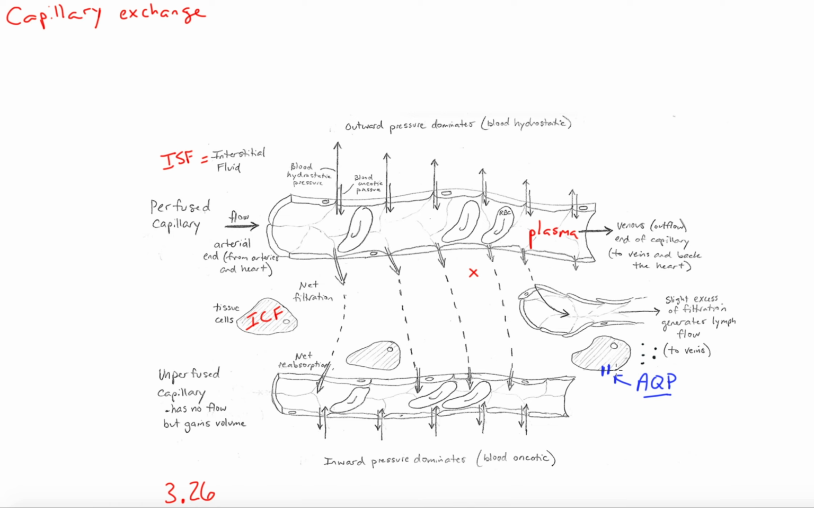Now, what I want to talk about next is the other category of fluid compartment exchanges, and that's between the plasma and the ISF. So these arrows here indicating these pressure differences across the capillary wall that result in fluid shifting.